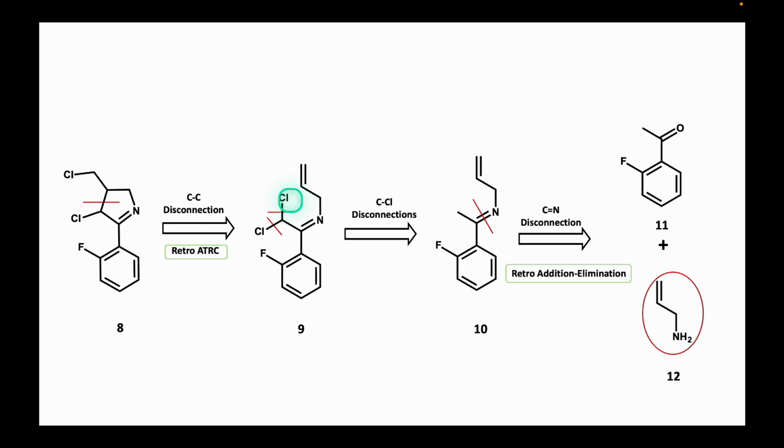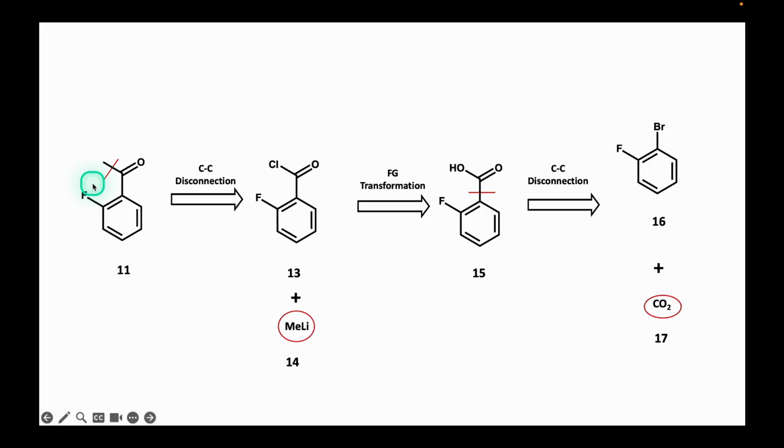And two carbon-chlorine disconnections in 9 generate intermediate 10, and a carbon double-bond nitrogen disconnection in 10 generates fluoroacetophenone 11 and allylamine 12 as a raw material. The methyl ketone in 11 acts as a retron, and a carbon-carbon disconnection leads to acid chloride 13 and methyllithium as raw material. A functional group transformation in 13 leads to benzoic acid 15.